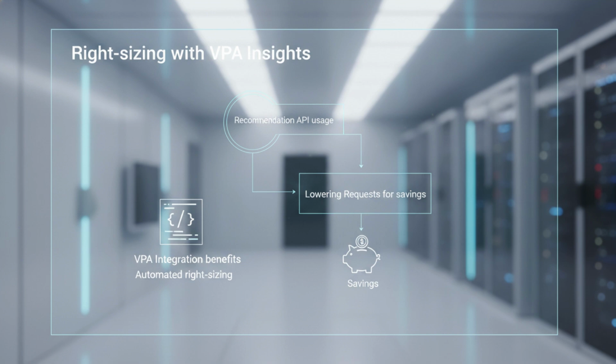Applying these changes across hundreds of microservices can lead to massive aggregate savings. This isn't just a one-time task. As your code changes and user traffic fluctuates, your resource needs change too. Implementing a continuous right-sizing loop ensures your cluster remains lean as your application evolves.